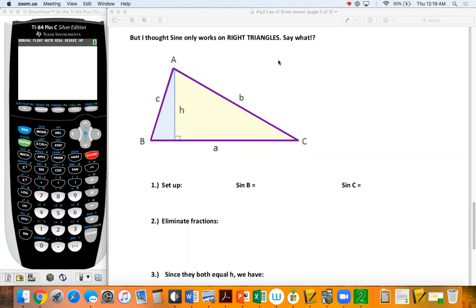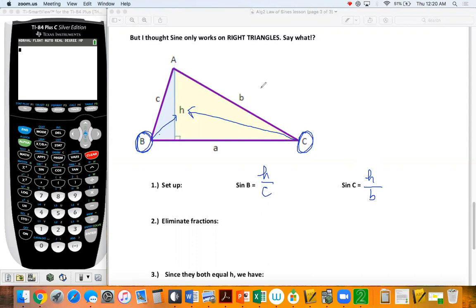Okay, so how it works is the following. If I look at the sine from angle B, just looking at the light blue triangle, the sine is the opposite, which is H, over the hypotenuse, which is C. And then if I abandon the blue triangle for a moment and look at the yellow triangle, the sine from angle C would be the opposite, which is H, over the hypotenuse of the yellow triangle, which is B. Okay?